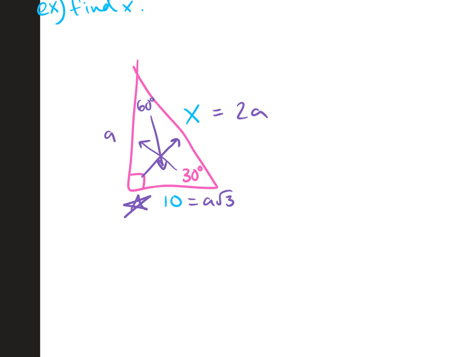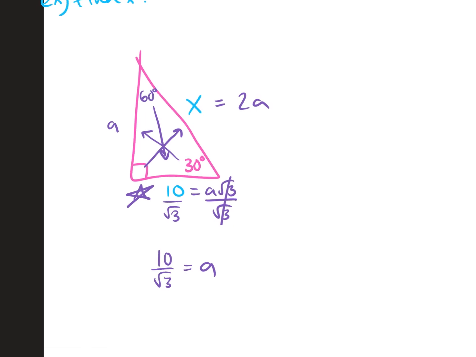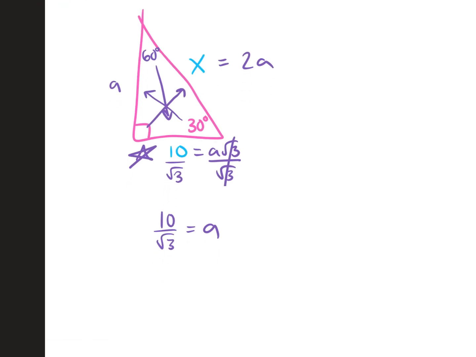So we have 10 is equal to a square root 3. How would I solve for just a? Divide by square root 3. So 10 divided by square root 3 is equal to a. Could I leave my answer like this? What do I have to do? Rationalize. We're going to multiply the top and the bottom by square root 3. So we get 10 square root 3 over 3. So that's our a. What would I do next?